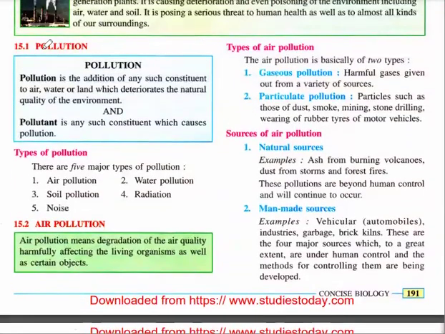So the first thing is pollution. So what is the definition? What is the meaning of pollution? Pollution in simple words means just harm in many ways to the earth, to the environment, to the nature, by water, land, air, even by humans, which causes damage to the nature. So pollution is the addition of any such constituent to air, water, or land which deteriorates the natural quality of the environment. And pollutant is any such constituent which causes the pollution.